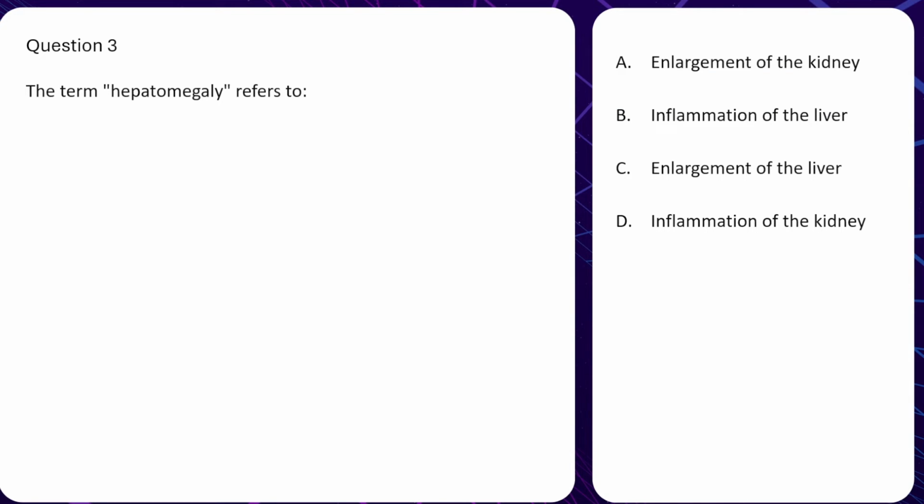Question 3, the term hepatomegaly refers to, is it A, enlargement of the kidney, B, inflammation of the liver, C, enlargement of the liver, or D, inflammation of the kidney? So megaly is our enlargement. Inflammation would be our itis, remember? So we're looking for something that has enlargement. So hepato is the liver. So hepatomegaly is the enlargement of the liver, which would be our option C.